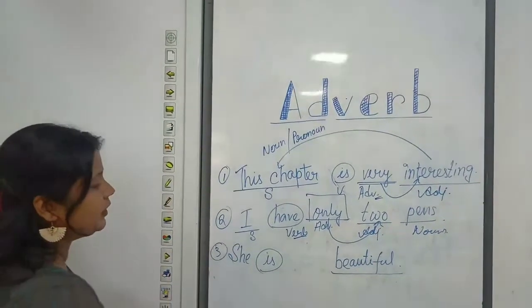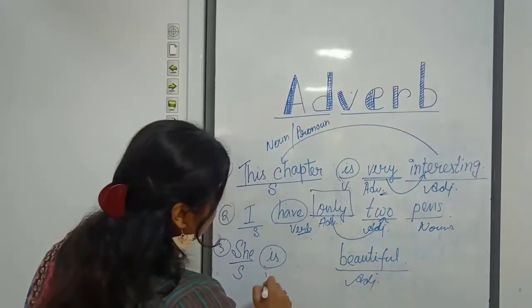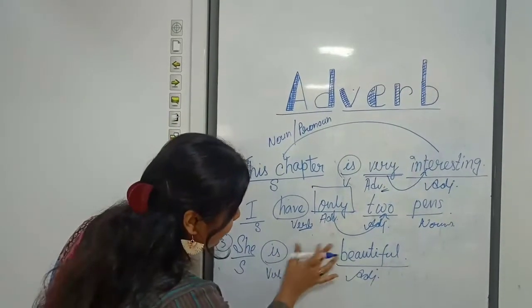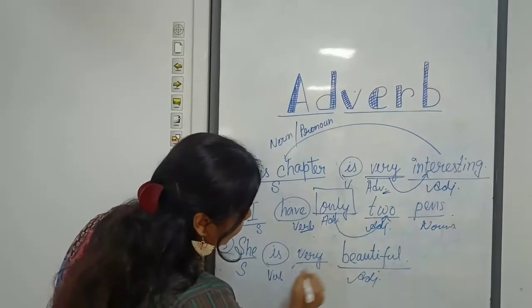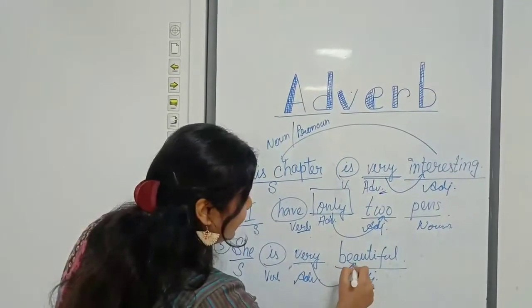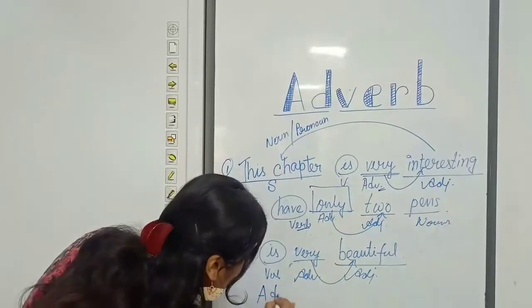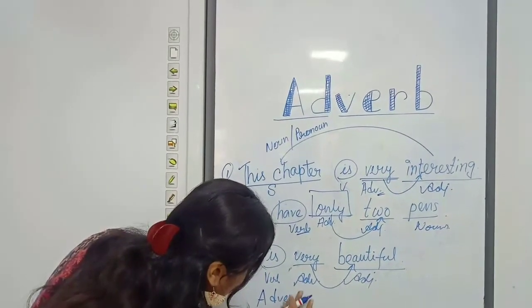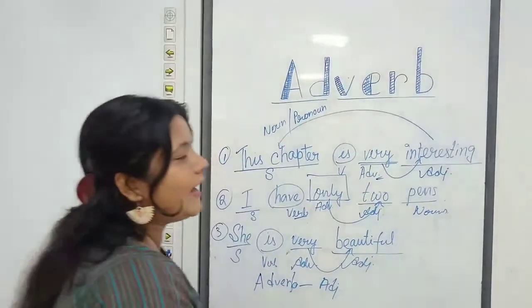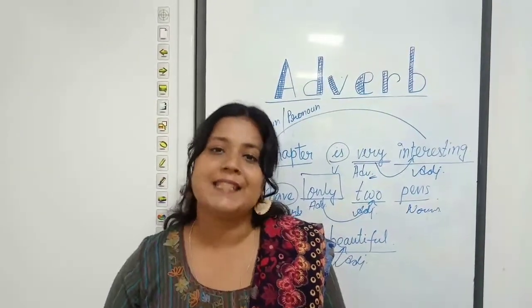Next one, the third example. She is beautiful. She is the subject, beautiful is the adjective, and is is our verb. This is a very good example of having an adverb. So I'm just writing it down, very, which is an adverb. So if I write very beautiful, very is qualifying the adjective beautiful. So here once again an adverb is describing another adjective. So finally we have understood that an adverb describes a verb, an adjective and another adverb.